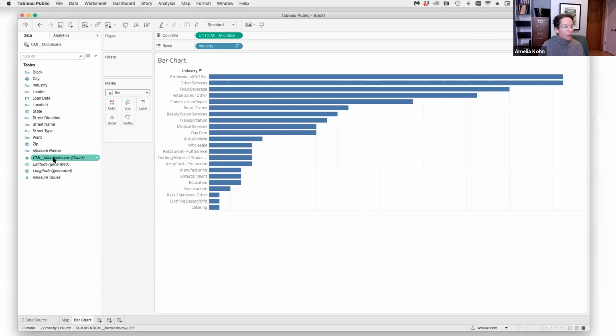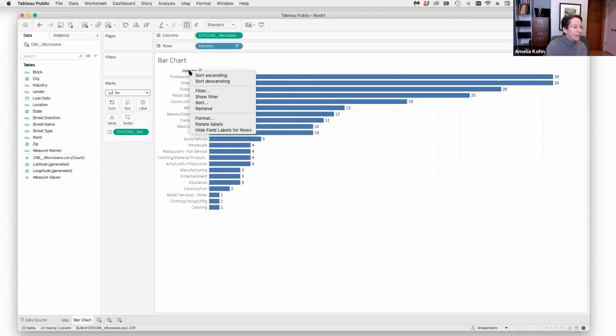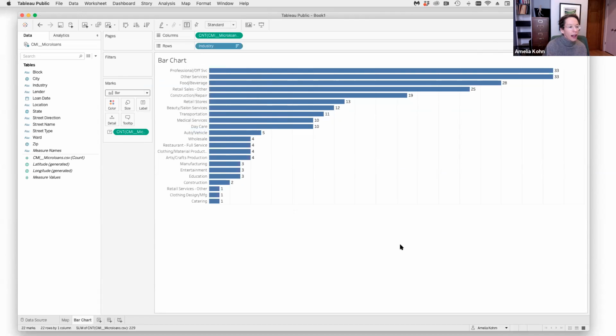Again, the measure that tells me number of loans is this one that Tableau auto generated for me. And I'm going to just pull it onto label. And now I'm going to have a label for each one of my bars, which is much easier to read, right? Okay, so it's getting even better. I also just want to get rid of this little header that says industry here by right-clicking on it and then choosing hide field labels and rows.